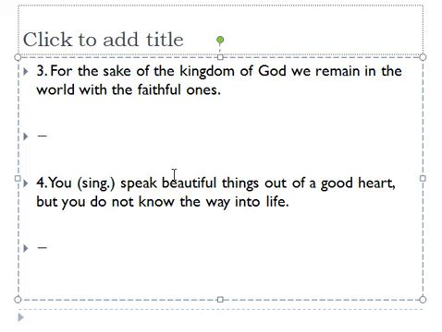Then, as we move to number 3, for the sake of the kingdom of God, we remain in the world with the faithful ones. We remain is the core of the sentence. That's the main subject and verb. We don't need a separate English word for we. We can handle that in the ending. Menomen. Meno means I remain. Menomen. We remain. We remain in the world.